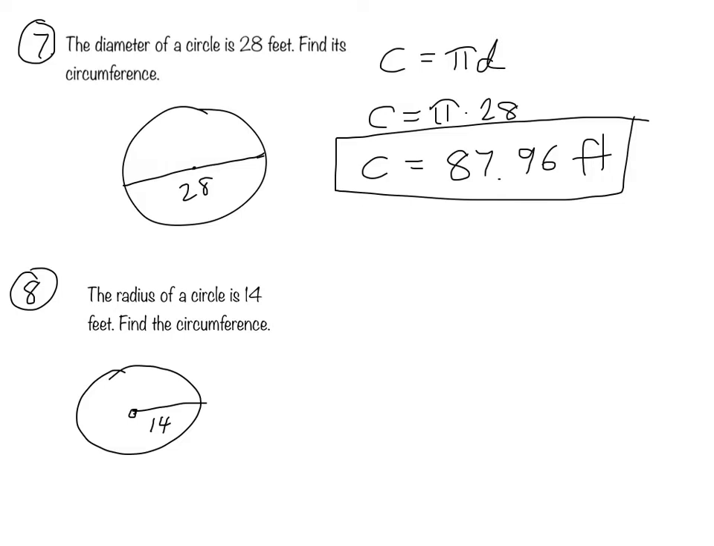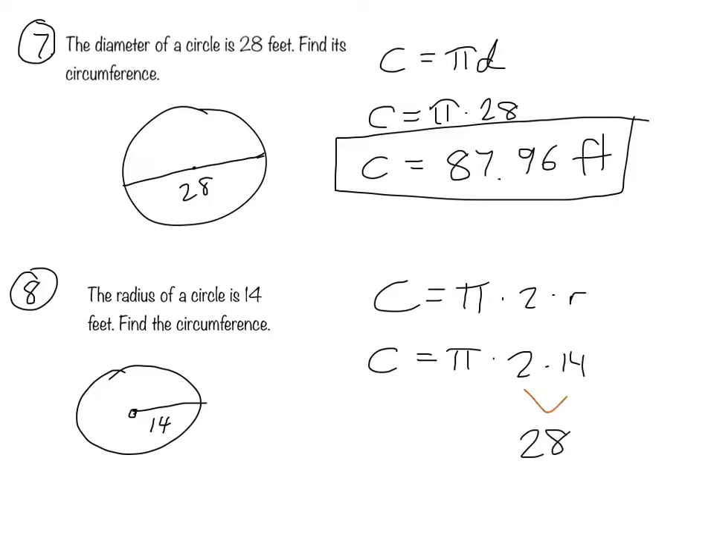Do we have a formula that has circumference and radius in it? Yeah, we could say C equals pi times 2 times the radius. But we actually know the radius, so C is now going to equal pi times 2 times 14. But what do we notice? If I have 2 of the radius, and the radius is 14, then that's going to be 28, which is also the diameter.